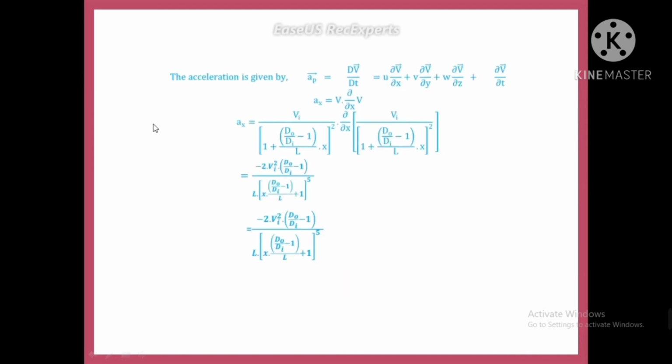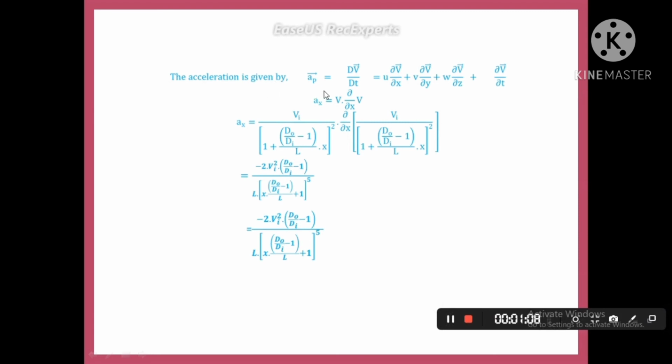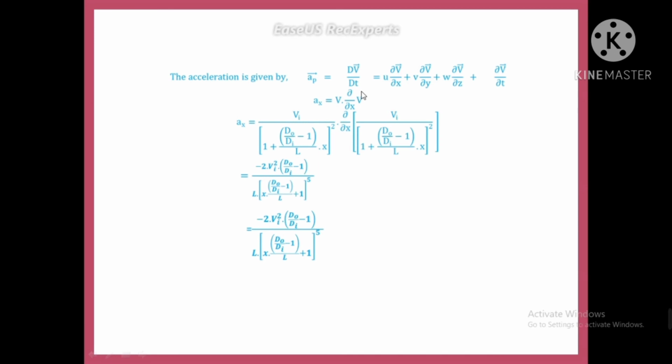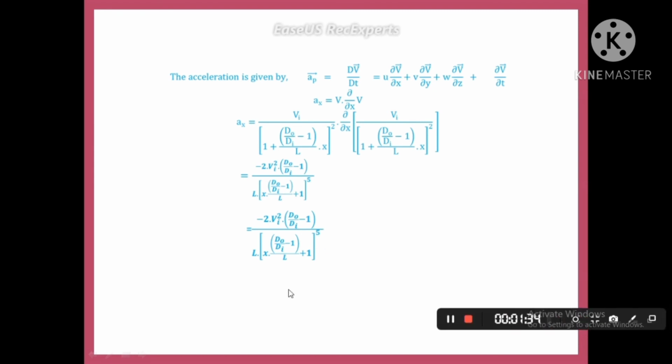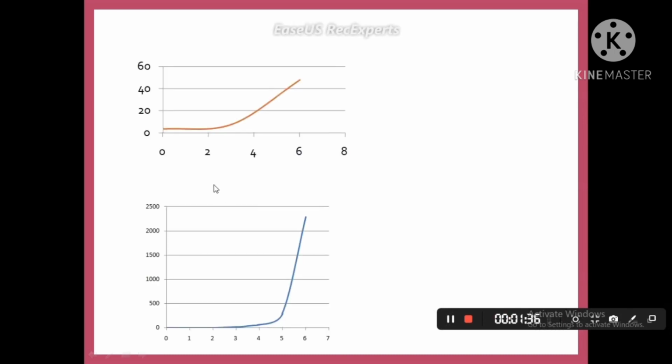The acceleration of the flow is given by ax. After calculating ax, we get ax equal to minus 2 Vi square d0 by di minus 1 by L, divided by the quantity (d0 by di minus 1) by L into x plus 1, to the power 5. Then we have the graph of the pipe diameter, pipe length and the flow. This is the desired graph of the equation.